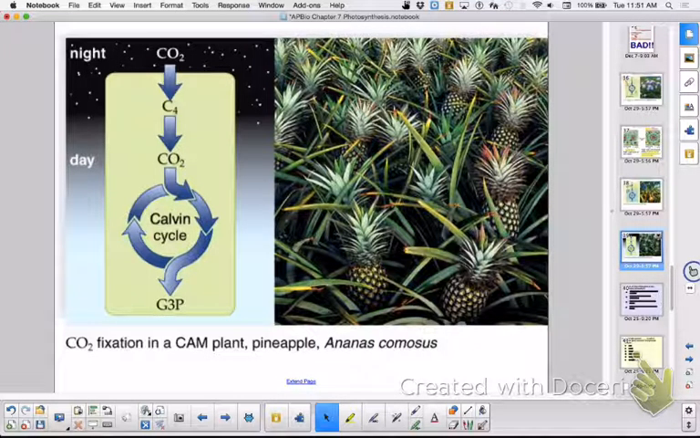So let's look at how photosynthesis has adapted to their environment. Slate does one, blue does two. I'll pick you up on three. Go.